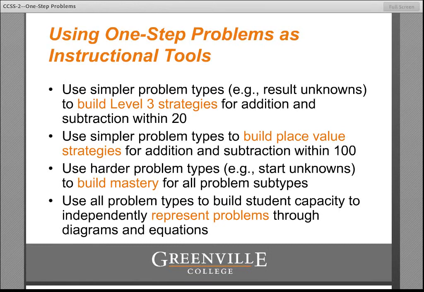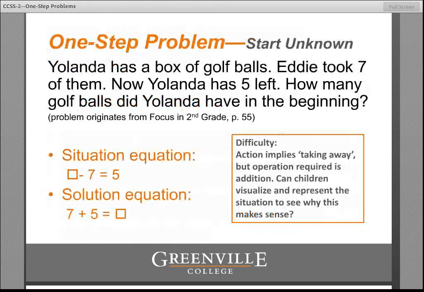For all 12 problem types, however, there needs to be an effort to get children independently representing these problems through diagrams and equations. Now, when I say independent, that's our end goal. Just by expecting it doesn't get them there. It will require a process that involves modeling, scaffolding, and independent practice with feedback. We're going to look at some examples of the hardest problem types.